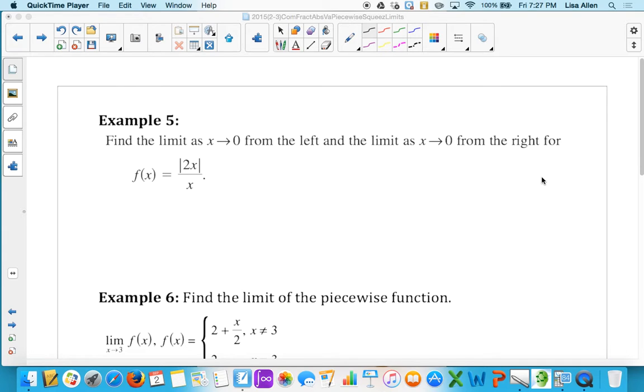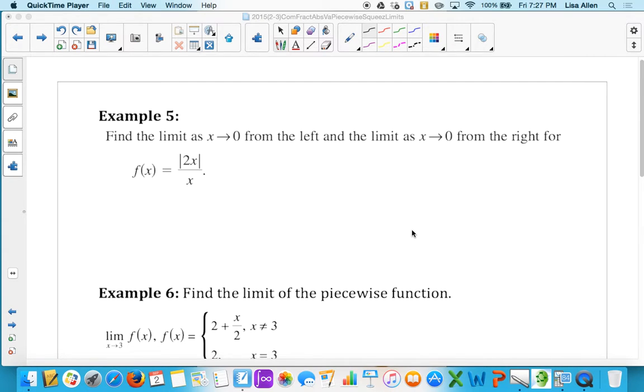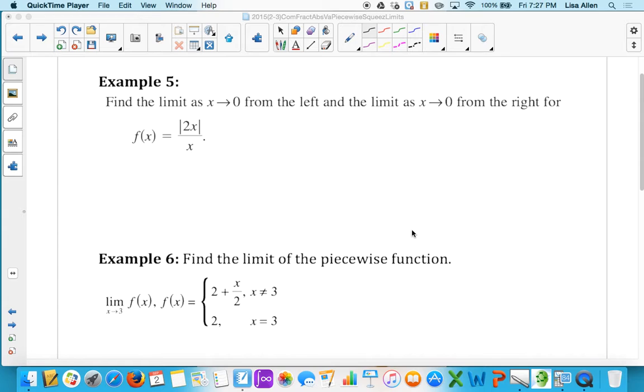This is video 5 of section 2.3, working with complex fractions and absolute value and squeeze limits to evaluate limits that are of an indeterminate form. So we're picking up with example 5, and why don't you take time now to try to complete the limit, pause your video, and try the absolute value of 2x over x.